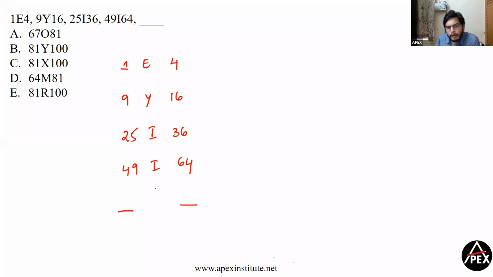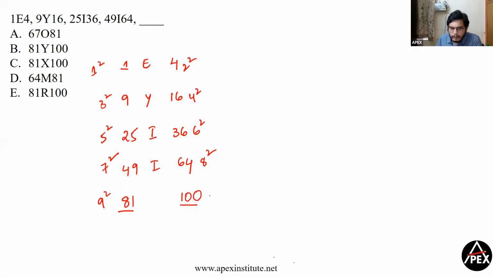First I will try to identify the first number and the third number in the last term. So 1, 9, 25, 49. What are these? 1 square, 3 square, 5 square, 7 square. So these are the squares of consecutive odd numbers, isn't it? So I can say that the first number in the fifth term can be 9 square. Here we have 2 square, 4 square, 6 square, and 8 square. So the third number in the fifth term can be 10 square, which is 100.